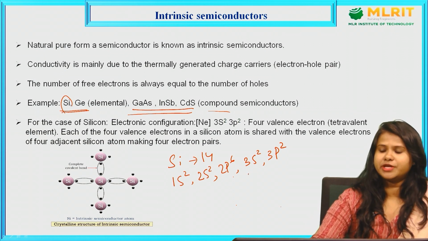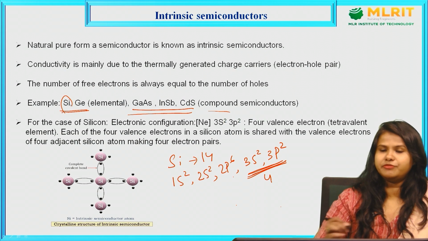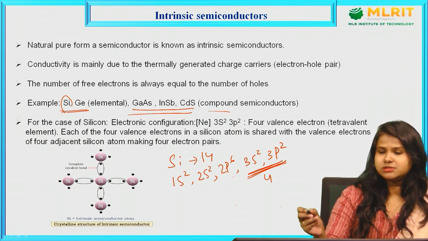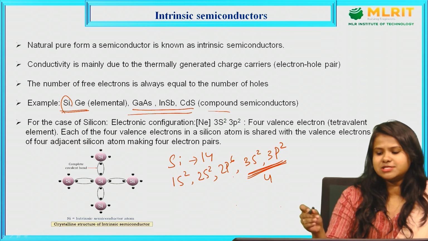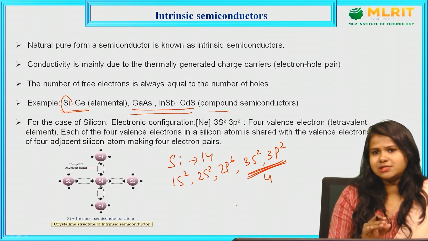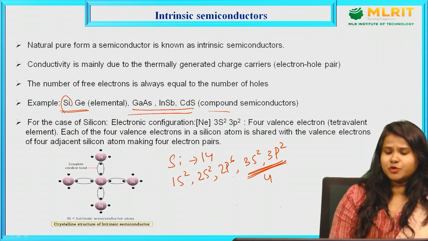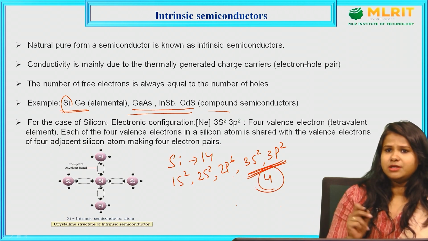We can see the outermost orbit, that is the third orbit, contains 4 electrons. We know that in all metals or semiconductors, the outermost electrons, which are valence electrons, are loosely bound to the nucleus, so they participate in the conduction process. So here these 4 electrons will participate in the conduction process.